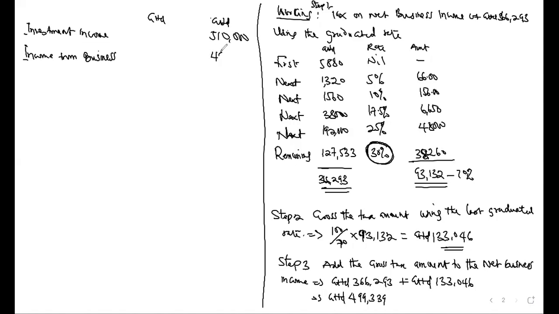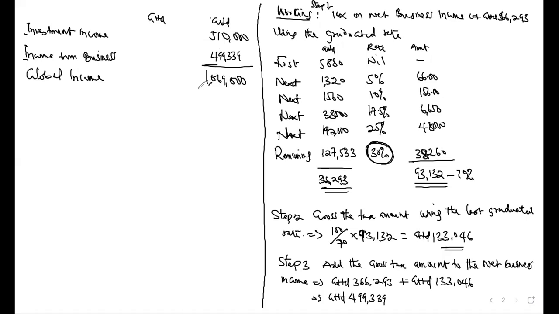So this is 499,339. All right, so let's get the global income. So 499,339 plus 510,000 plus the total business income is 60,000. So this is 1,069,000 Ghana cedi. Now let's move on to the reliefs.